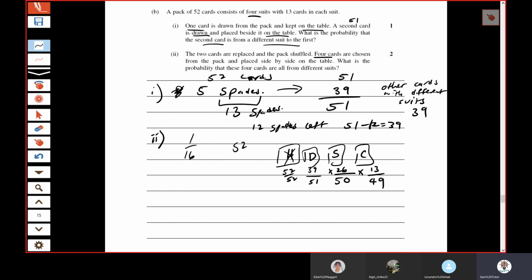But if you pick 4 cards together, then that changes things up. So with 4 cards at a time, the answer would have been this, which is what I had. But oh well, what can you do now?